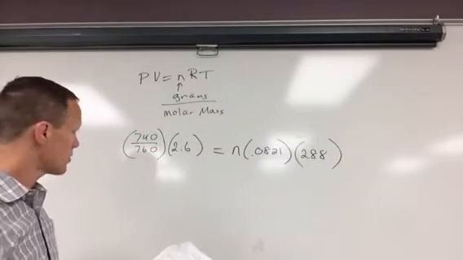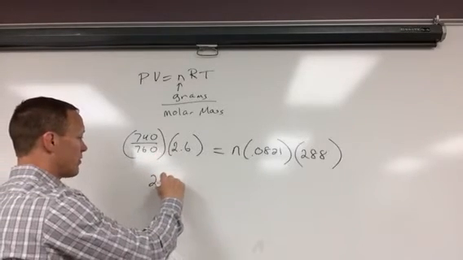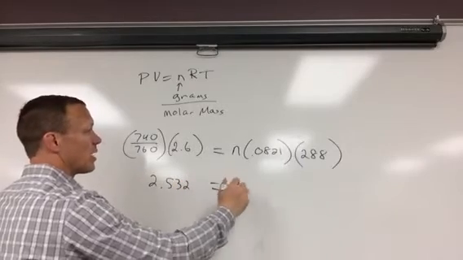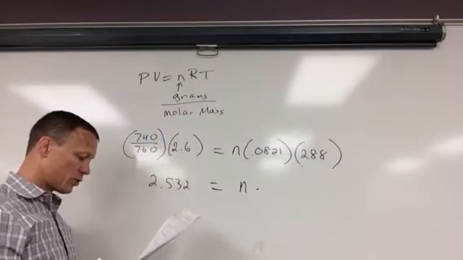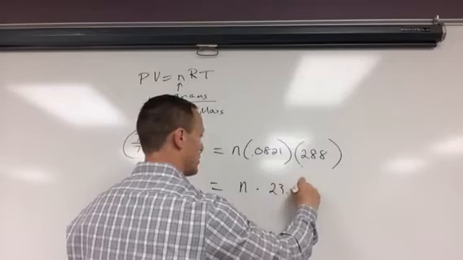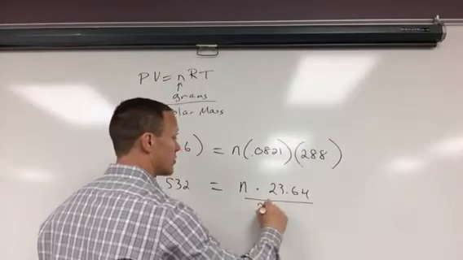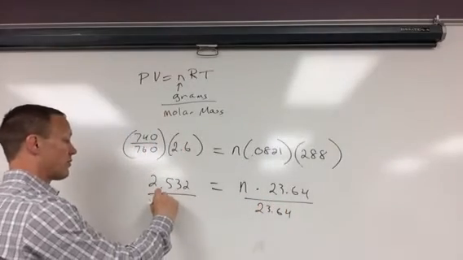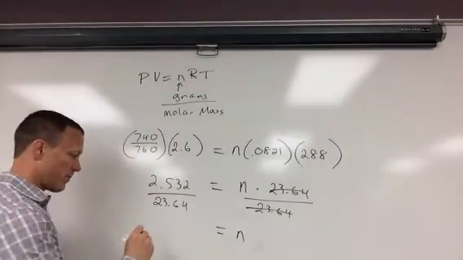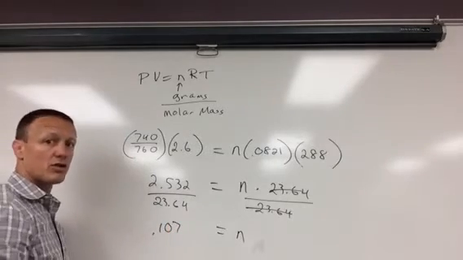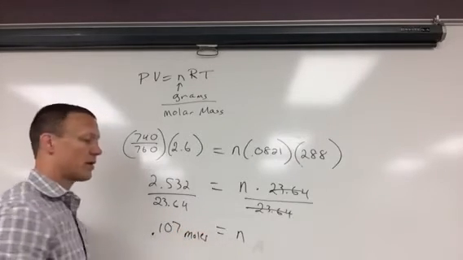If I multiply these two quantities right here, I get 2.532. If I multiply these two, it's going to be n times those two, and I get 23.64. Obviously, you want to get the variable by itself, so divide both sides by 23.64, that cancels, and we're going to have n equals 0.107. So remember, that is our number of moles. It is a small number of moles.